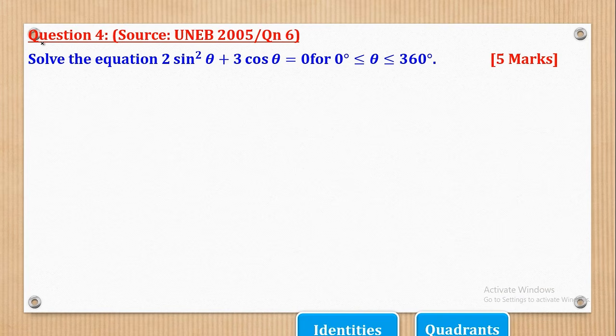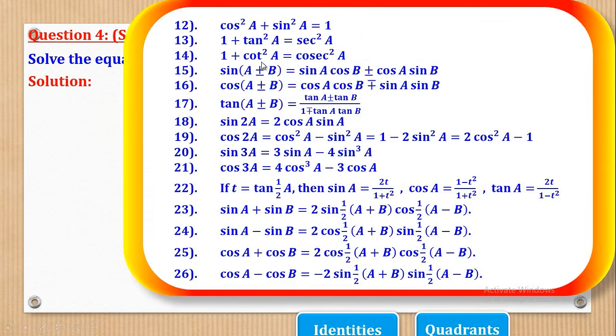Now we shall go to question 4, which came from UNEB 2005, paper 1, question 6, and it says solve the equation for values of theta ranging from 0 to 360 degrees. So we shall first rewrite the equation, then we use the identities. Here we have cos, and this is sine. So we have to go back to our identities and see how we can express sine squared theta in terms of cos, and that is the first identity.